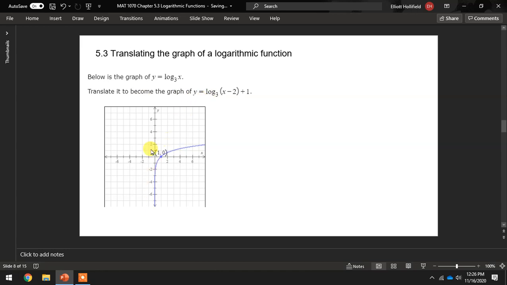Now, we're given the graph of a logarithmic function. Our goal is to translate this to become a graph of log base 3 of x minus 2, plus 1. So we'll have two translations here. The first translation, we'll have to deal with this x minus 2. We need to shift to the right by 2.